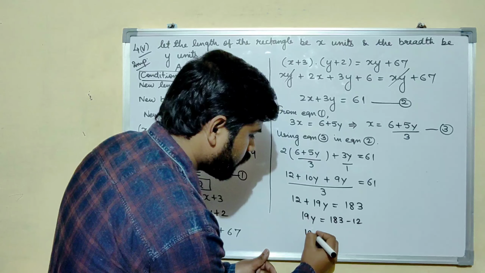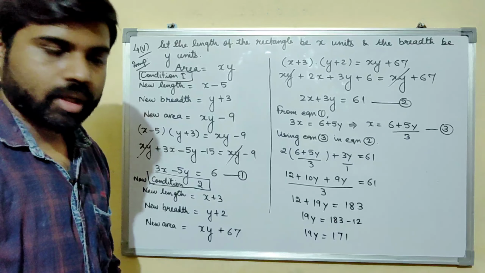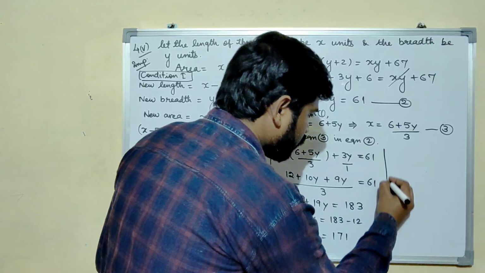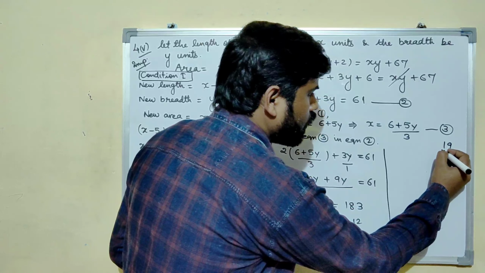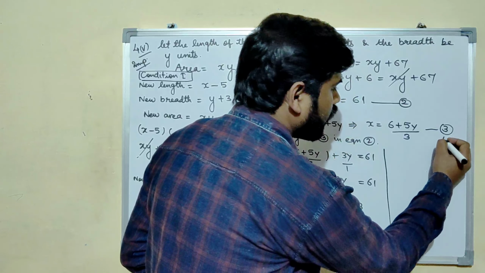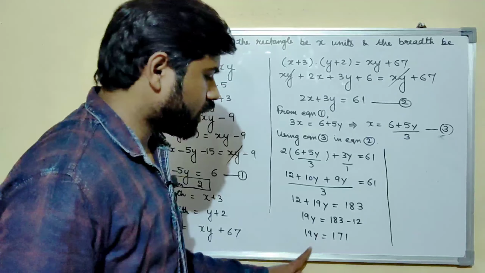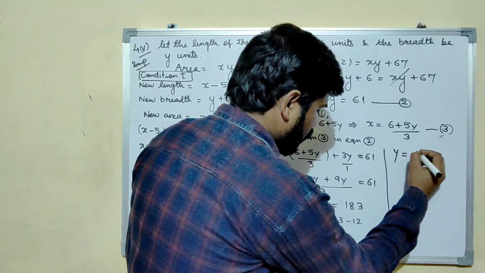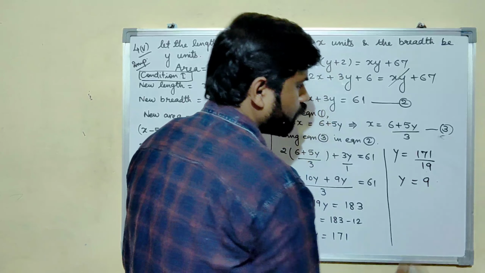It is 171. Okay, now let us see 19 nines. 9 nines are 81, 8 carry, 9 ones are 9 and so on. 19 nines are 171. So y equals 171 upon 19, which equals 9.